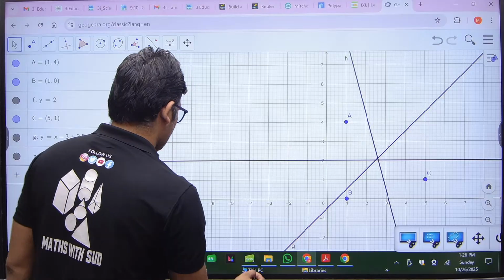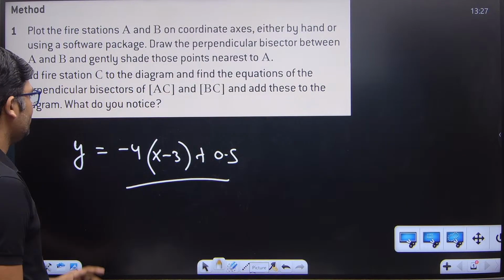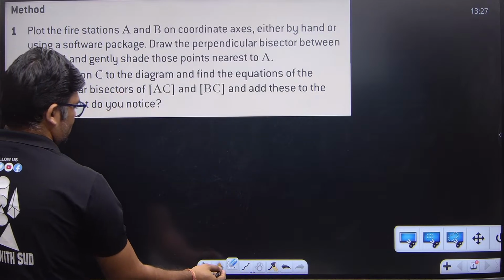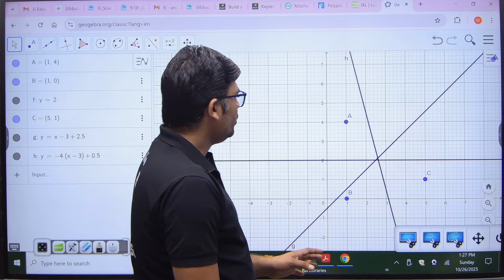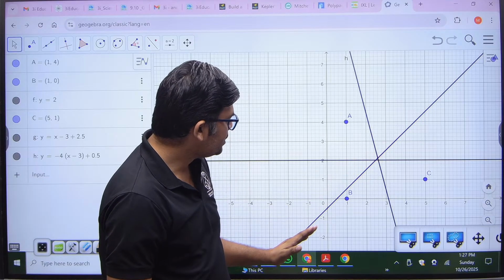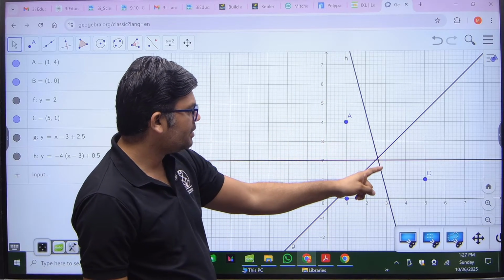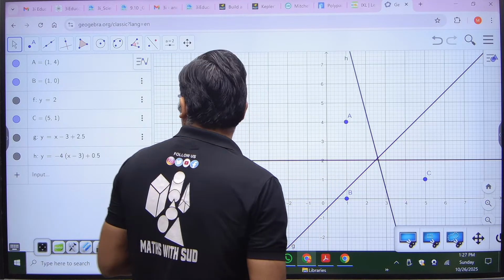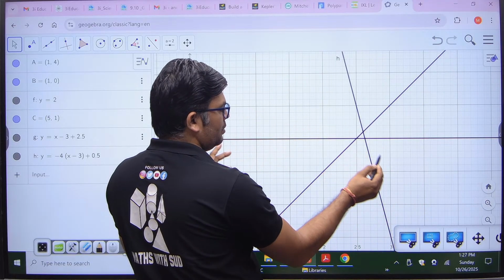So 2 steps have been done, the method that they are saying, and we have followed the 2 steps. So they are asking what do you notice? So till now what do you notice? If you notice, this is the first line that we made, this is the second line we made, and this is the third line we made. While making the third line we got a point. Can you see we got a triangle? If I show you, can you see this triangle?